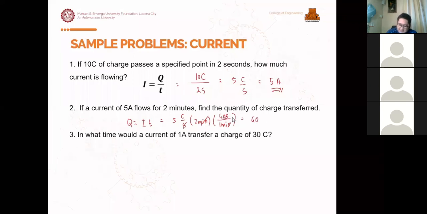We have 600 coulombs. Okay? So, 600 coulombs yung quantity of charge natin.